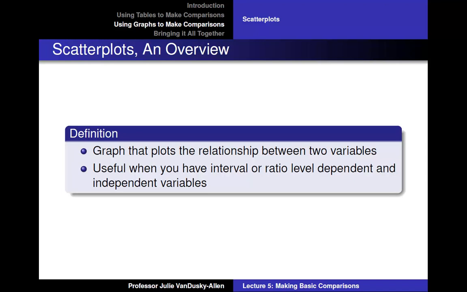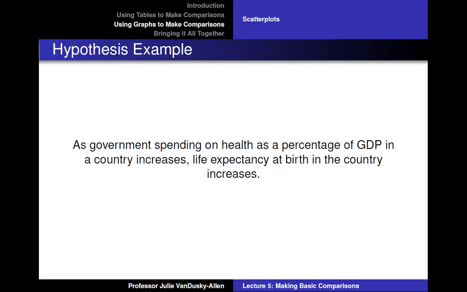Another way you can compare the relationship between two variables using simple statistics is through a scatterplot. A scatterplot is useful when you have interval or ratio level dependent and independent variables. In order to illustrate how to set up a scatterplot, I will start with the following hypothesis.